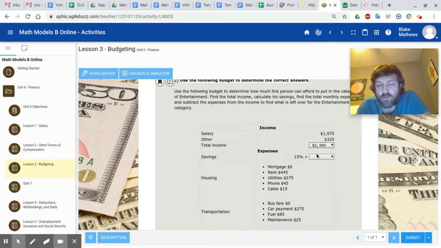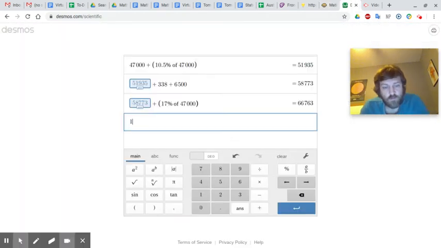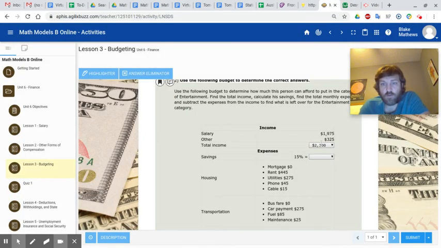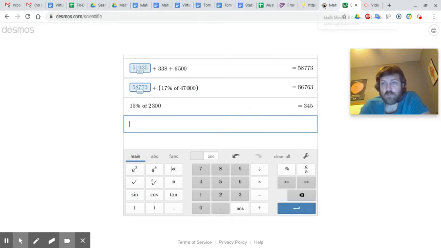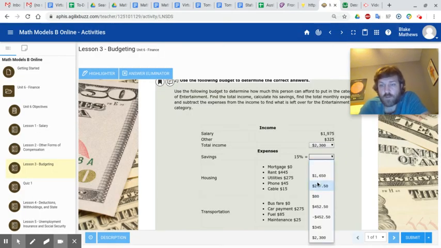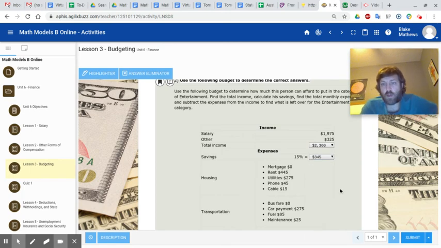Then we want to find the amount they want to save because their goal is to save 15%. So we're going to do 15% of 2,300, which is the total income we see here. We'll press enter there. It's 345. So that's where we get this number from. Again, we're just doing some basic problem solving math.